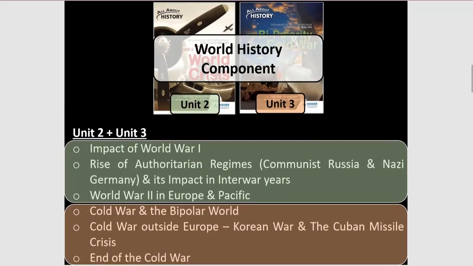So what will you be learning in the world history component? In both units, which you will do in Sec 3 and in Sec 4, will comprise the following units. So we'll be starting with the impact of World War One. You will also look at communist Russia and Hitler's Germany. And we're also going to take a look at what happened in between World War One and World War Two. And of course, 4 chapters itself will be on World War Two. 2 chapters on World War Two in Europe and 2 chapters on World War Two in the Pacific. And that is for the Sec 3 topics.